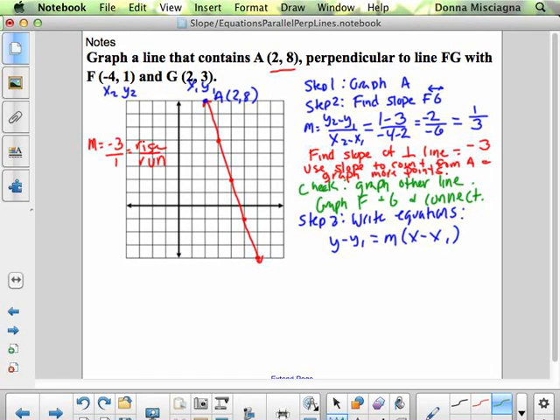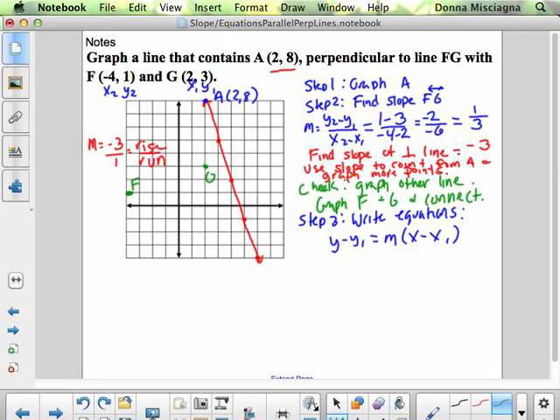So point F is at (-4, 1). So that would be right here is point F. I'm just going to put F. And G is at (2, 3). And they're pretty far apart, right? But you know, I might want to get more points. Right? It helps me to have more points. Otherwise, I start to drift off and my line starts curving. So let's go ahead and count a few more points.